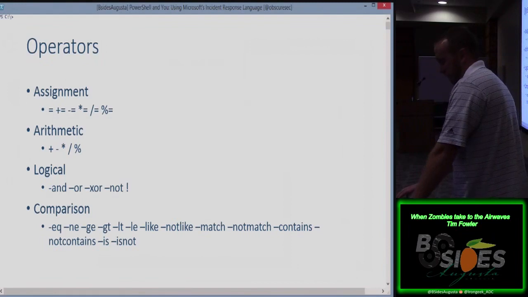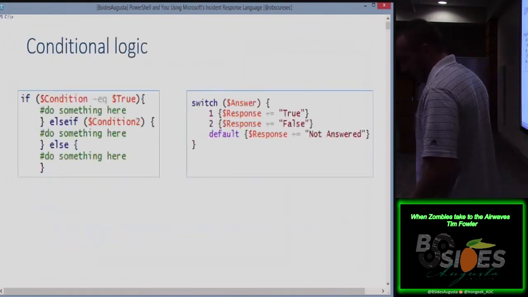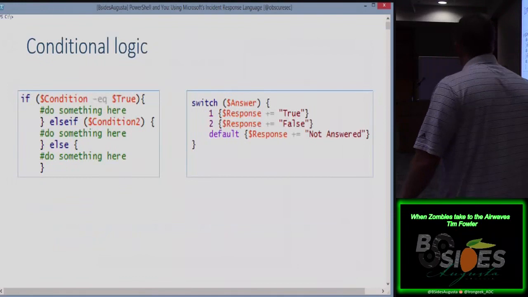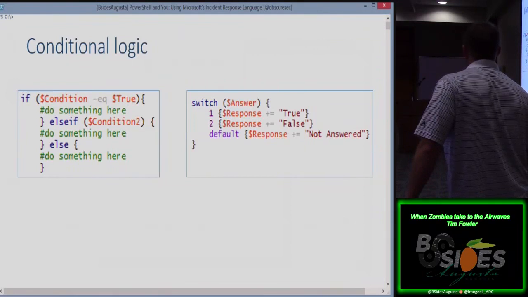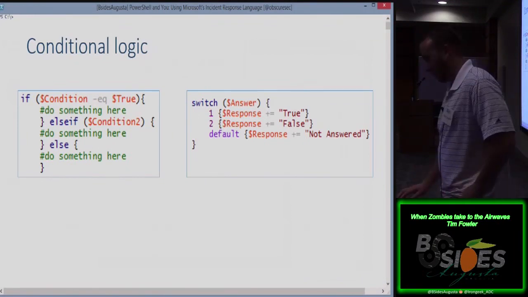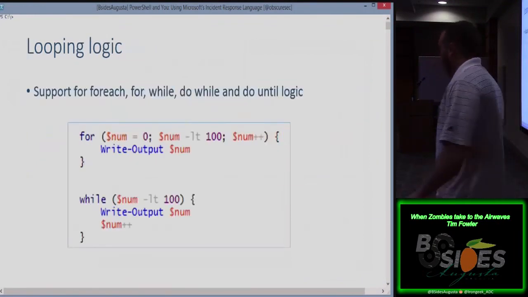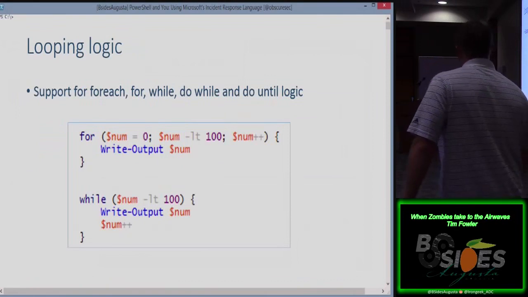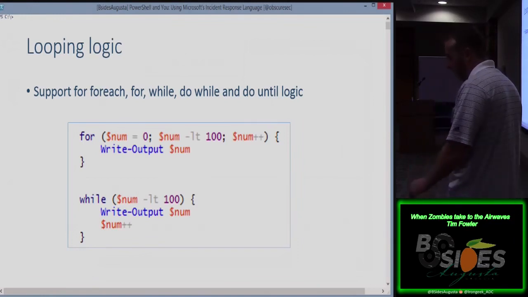Comparison operators. Lots of ways to do conditional logic. So if that condition equals true, do something. Else if, else. You don't need the else if. Switch statements. All this stuff is in a lot of different scripting languages. As with every other language, there are lots of ways to accomplish the same thing. So especially with looping, any way that you want to do it, you can pretty much do it in PowerShell.